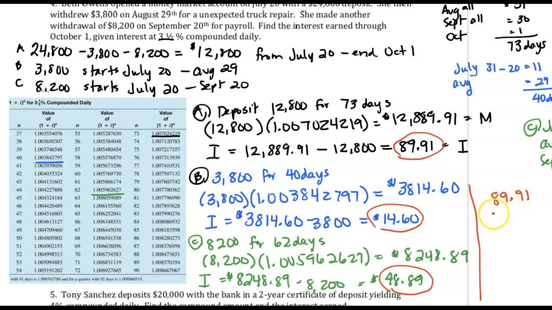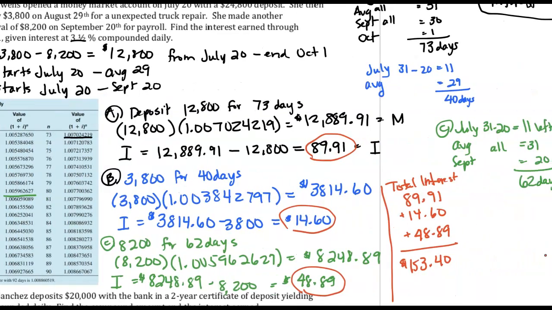$89.91 plus $14.60 plus $48.89. And that gives a total interest of $153.40. Okay. One other item that they sometimes ask is what's the amount that's in the account at the end, so on October 1st. Okay.